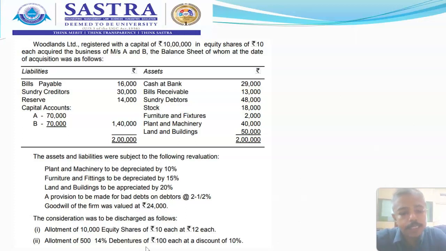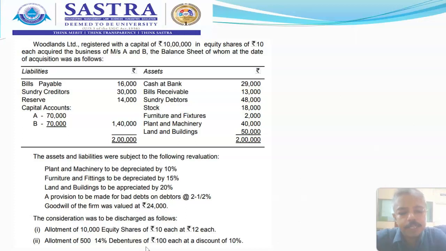Now, the assets and liabilities were subject to revaluation at the time of acquisition of the company. So here, the assets are revalued as follows. Plant and machinery has to be depreciated by 10%. That means only 90% is realizable. So we have plant and machinery 40,000, of this only 90% is realizable.